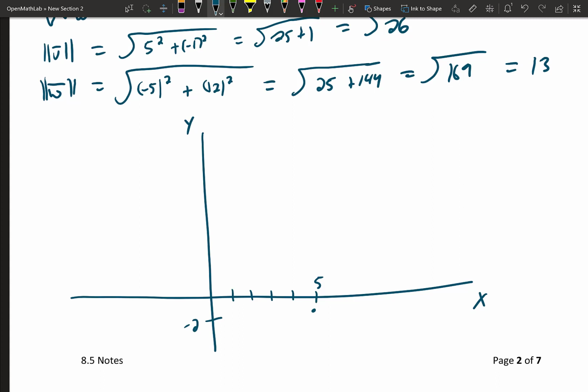So then, let's see if I can draw this. That's vector v. And then, let's see, vector w is negative 5, 12. So 2, 4, 6, 8, 10, 12. And negative 5 is the x-coordinate. 2, 3, 4, 5.